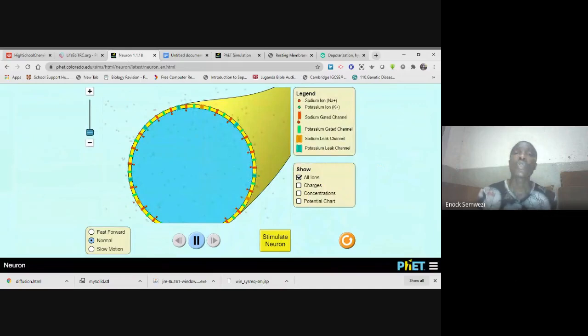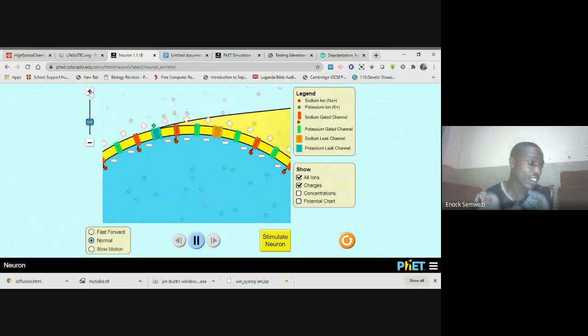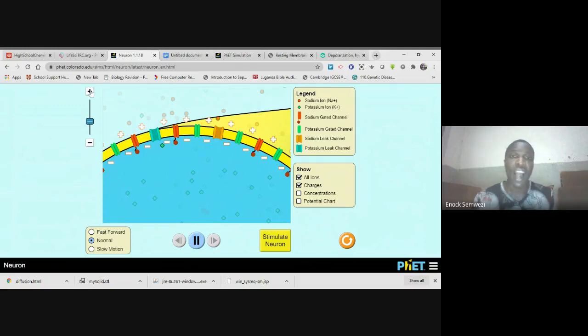We have a simple neuron whose axon is being shown, and what you see here on the inside is the axoplasm. It contains ions such as sodium ions, potassium ions, chloride ions. We also have proteins. All those are ions. And I want to tell you that the charges are distributed in this way: the inside is more negative, and the outside is more positive.